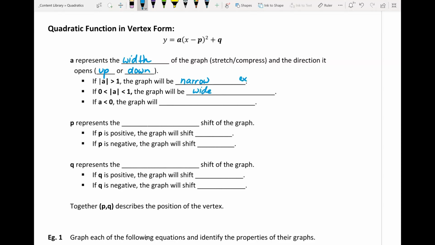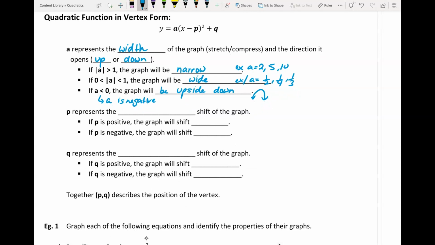Here's some examples where A is equal to 2, or 5, or 10, or so on, and the graph looks narrow. And look wide if A is equal to a half, a quarter, a third, and so on. If A is smaller than 0, that means A is negative. The graph will be upside down, or look like this.